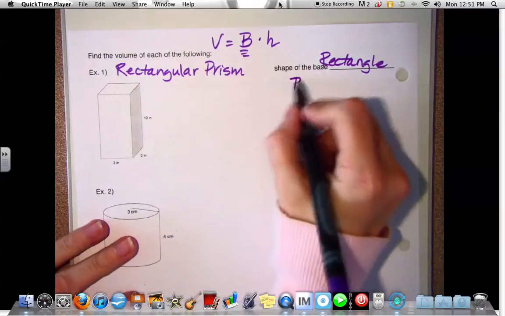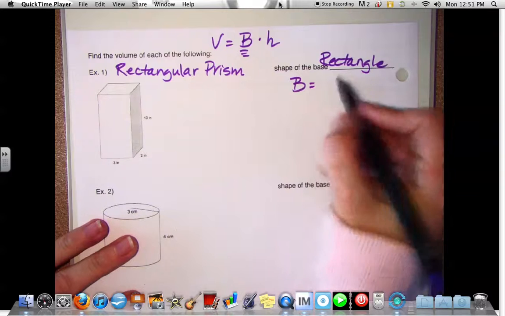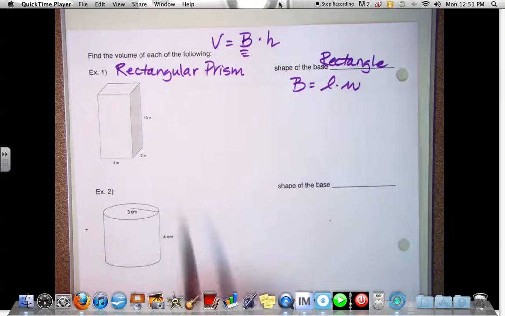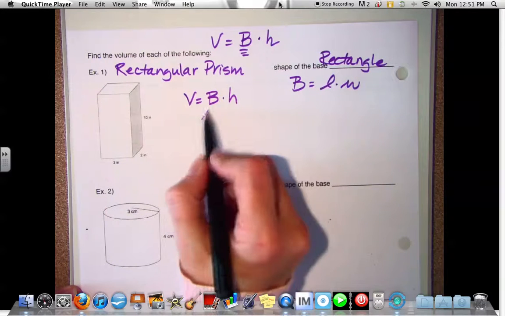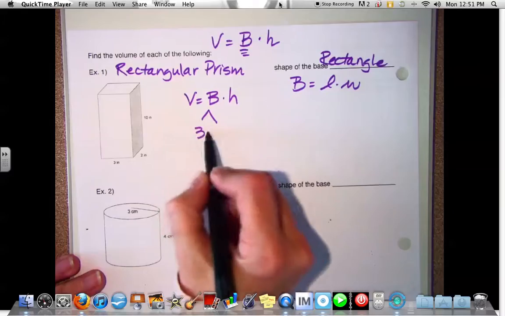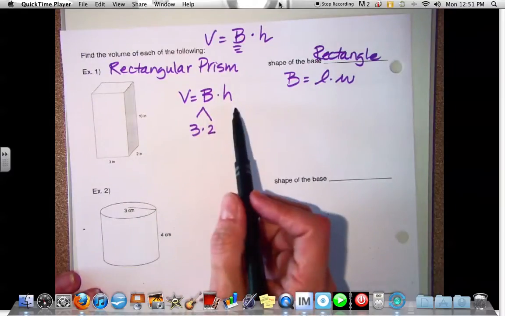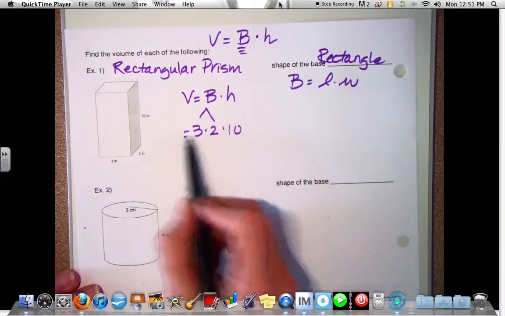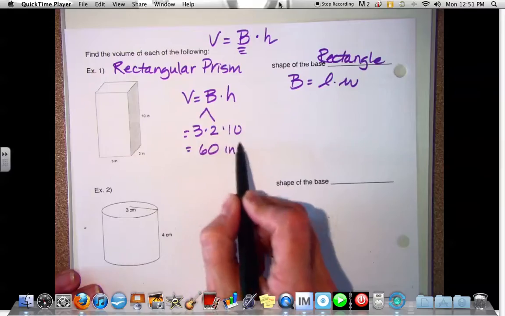How do we find the area of a rectangle? Length times width. So 3 times 2. In finding the volume, we need to find the area of the base first, and 3 times 2, that is 6. Once you find the area of the base, then you can multiply it by the height of the object, and that is 10. 60. Units? Inches cubed. Very good.